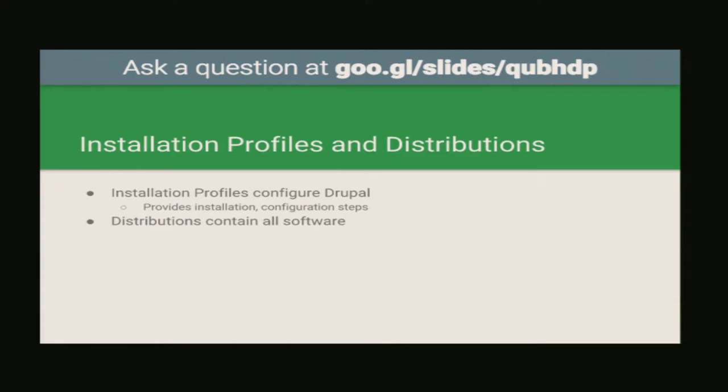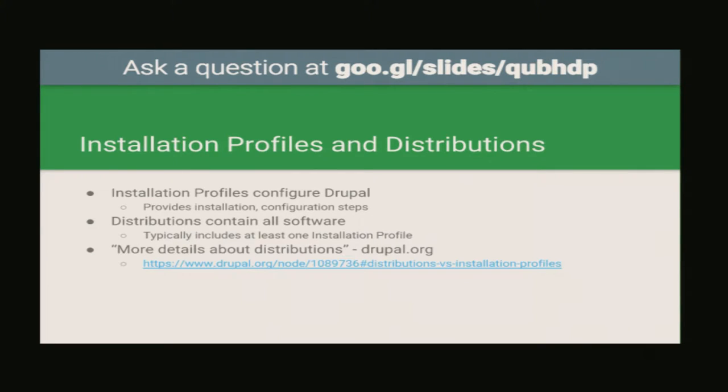A distribution itself actually contains all the software that is needed for Drupal, including Drupal itself and including third-party configuration and an installation profile. It can even just be the standard profile, but typically a distribution will contain a custom installation profile that will configure the site in a particular way. There's more details about distributions available on Drupal.org. I'm going to be posting the slides afterwards, so don't worry about actually typing down that URL.